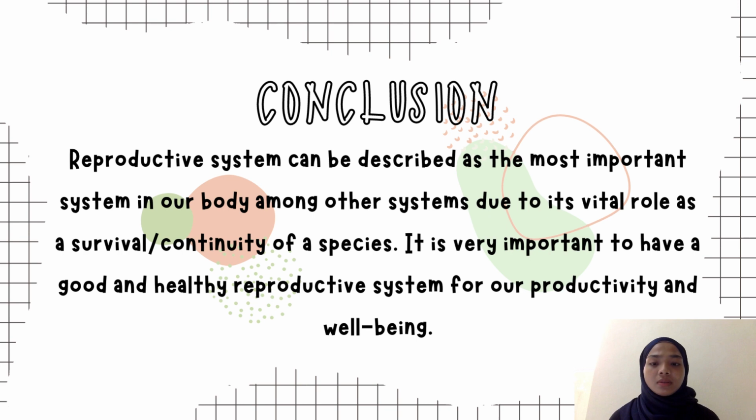Okay, so to conclude, the reproductive system can be described as the most important system in our body among other systems due to its vital role in the survival of the species. It is very important to have a good and healthy reproductive system for our productivity and well-being. So that's all from our group. Thank you.